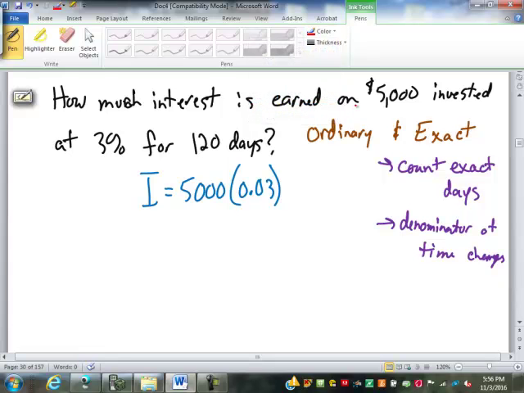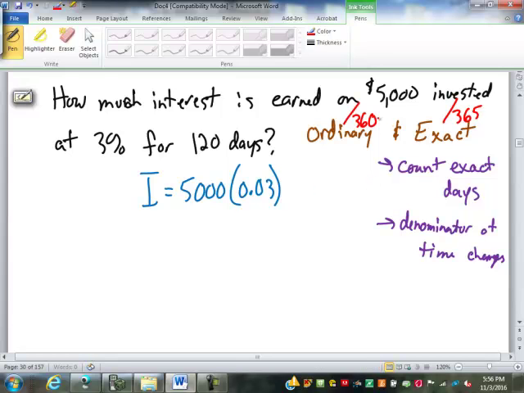Ordinary interest, we divide by 360 days. Exact interest, we divide by 365 days. Like I said, when we count our days, we're still figuring 365 days in a year. We're still counting all of them. It's only when we put them in the formula here to find the interest that we're changing it to 360 or 365.